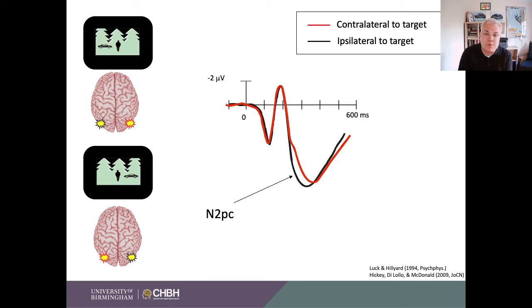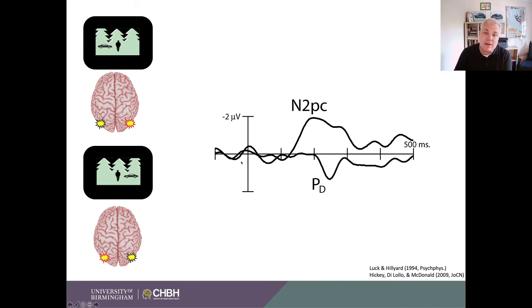If we take the difference between ipsilateral and contralateral waveforms, we get what's known as a difference wave. And this is a representation of the difference wave for the N2PC. So we see that the N2PC is more negative contralateral than ipsilateral.